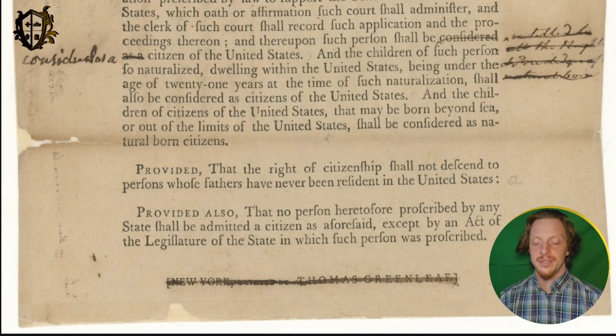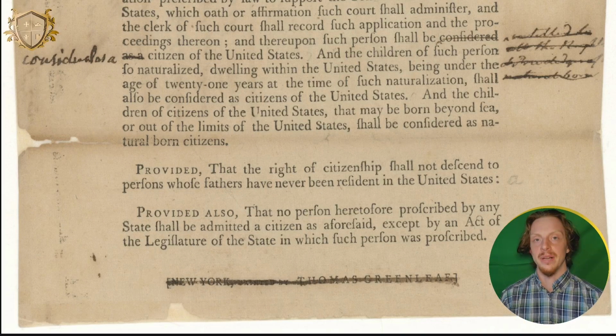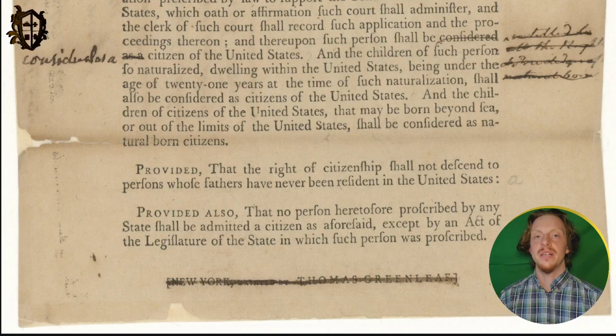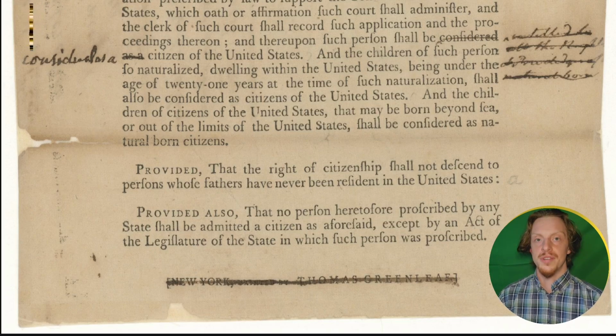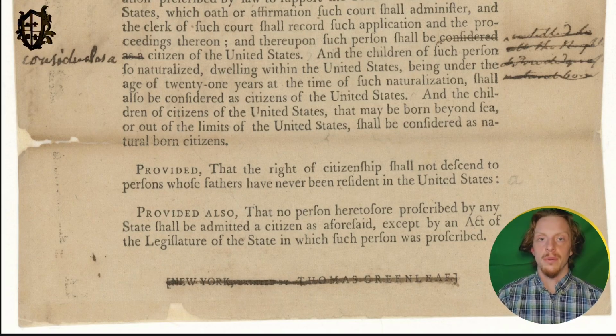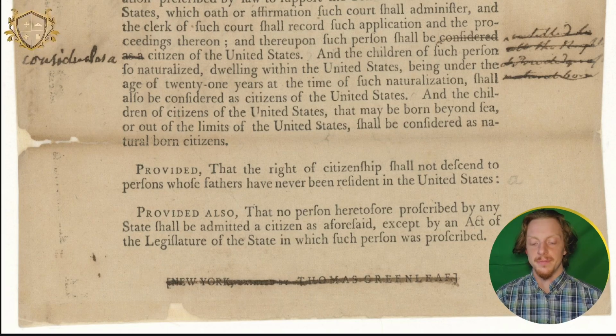And the children of citizens of the United States that may be born beyond sea or out of the limits of the United States shall be considered as natural born citizens. And that's what really solidifies that they didn't believe in just jus soli. They believed in, or they endorsed, something more akin to what's called jus sanguinis, which is citizenship by blood. If your parents were citizens, you upon birth would be granted citizenship.